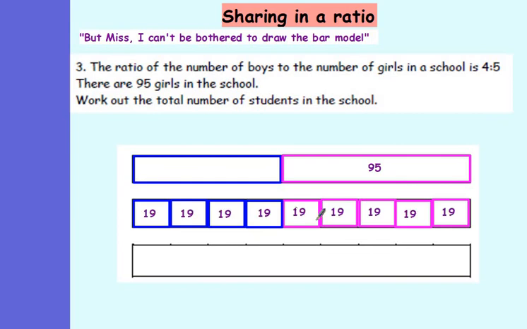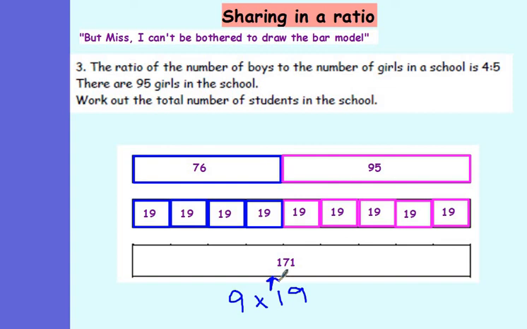I've got 5 pink squares within that 95. So each of those little pink squares is worth 95 divided by 5, which is 19. Each of the blue squares is the same size, so each of those blue squares is also worth 19. We can now use this to work out the total number of students in the school and the number of boys. So the number of boys is just 4 lots of 19, which is 76, and the total number is just 9 times 19, which is 171.